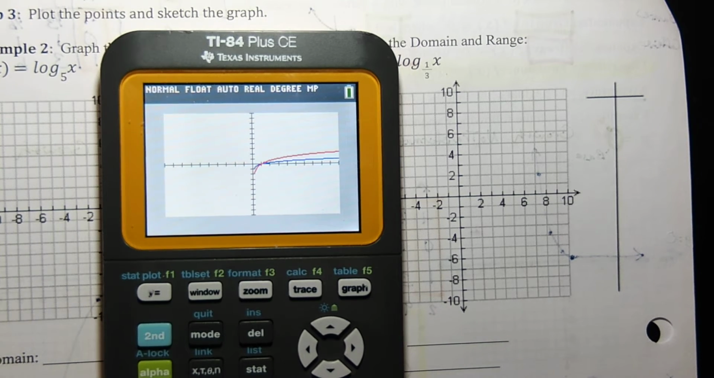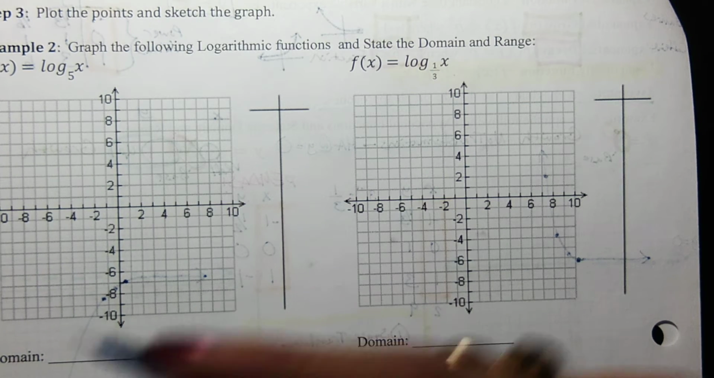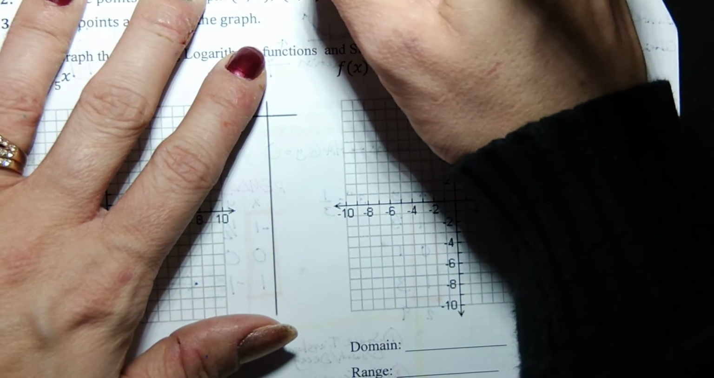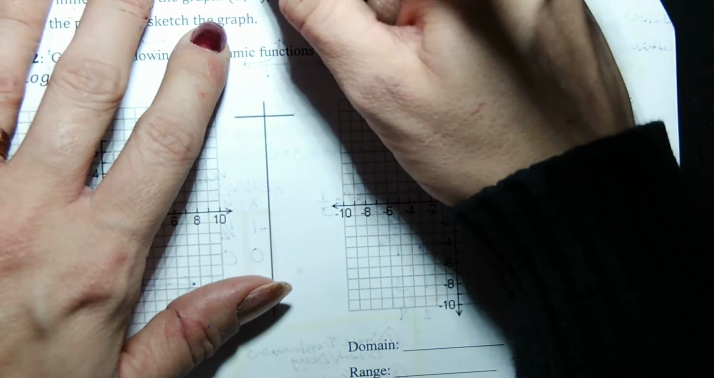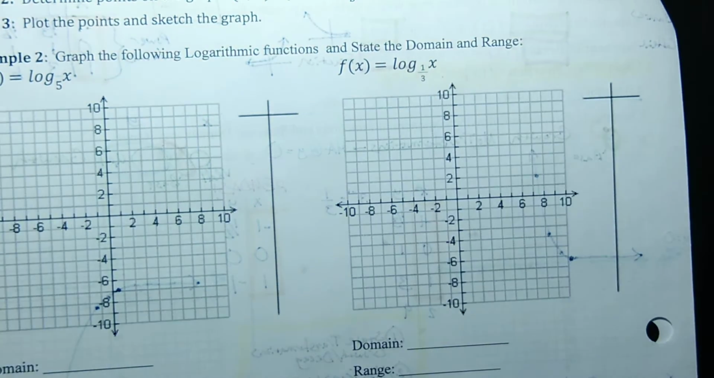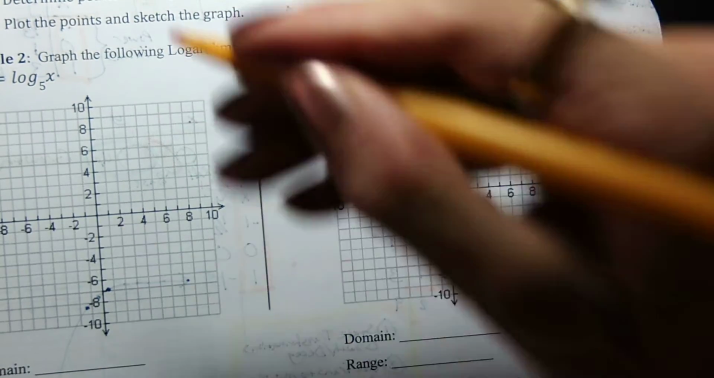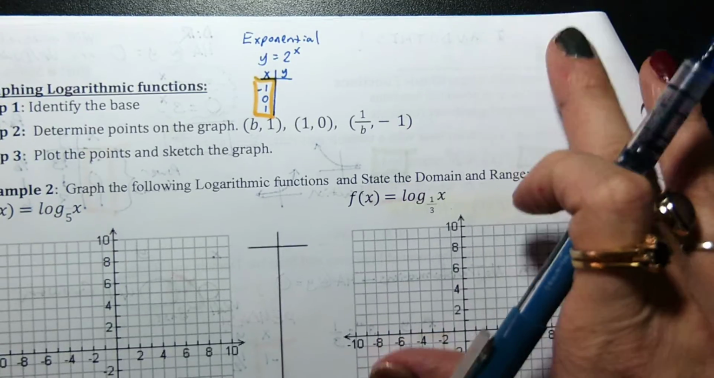What's interesting about logs is they are inverses with exponentials. So let's do a little review of what we did yesterday with exponentials. Let's say I've got the exponential equation y equals 2 to the x. What would I put in the x column to graph that? What are the easy things that I like to plug in for x? -1, 0, and 1. Those are those happy power values. Why are those easy to plug in?